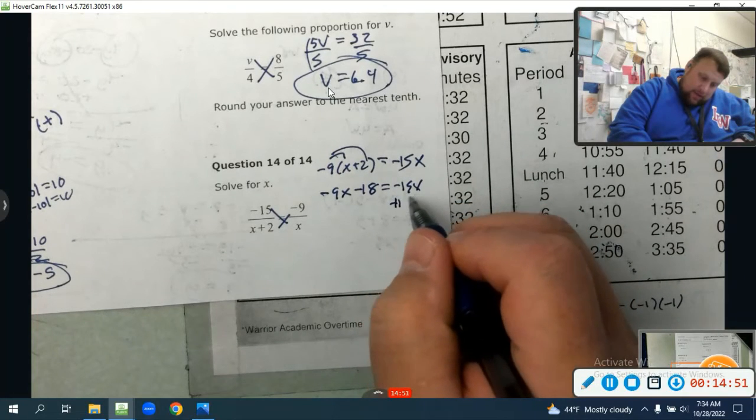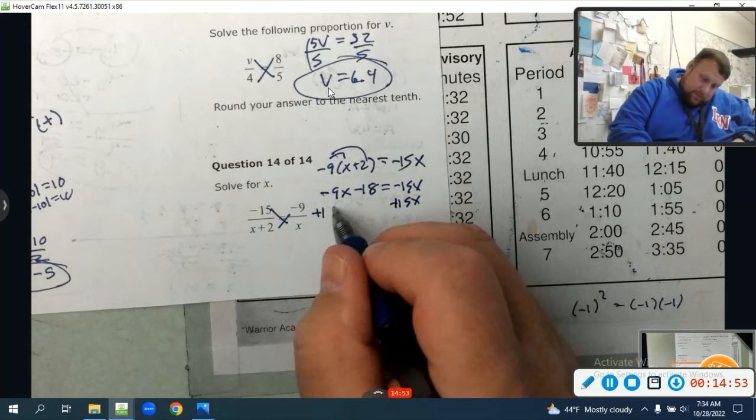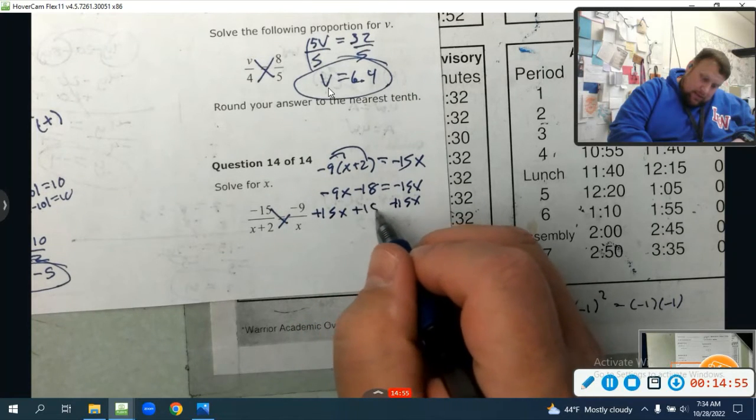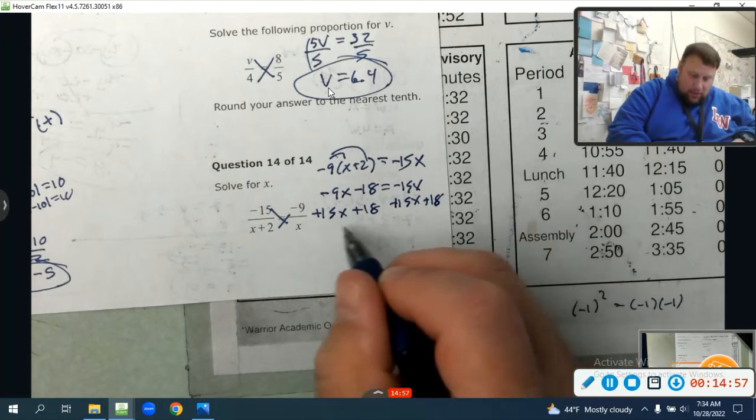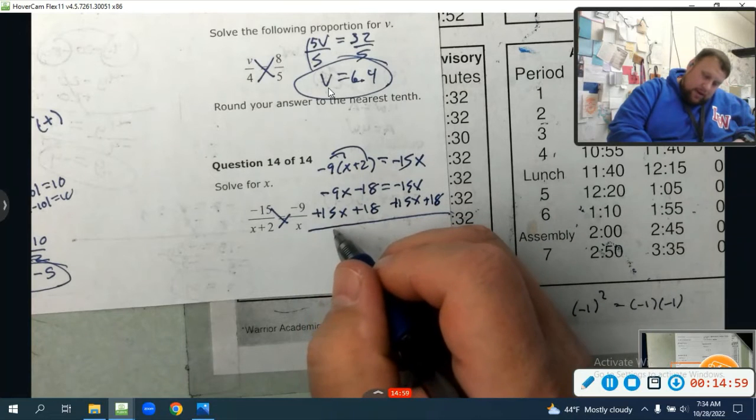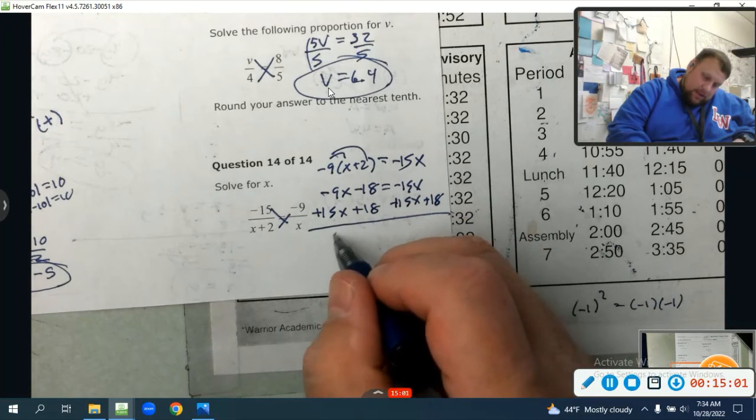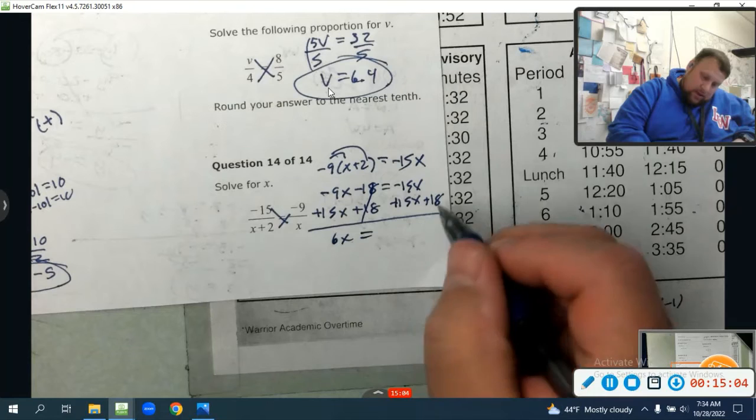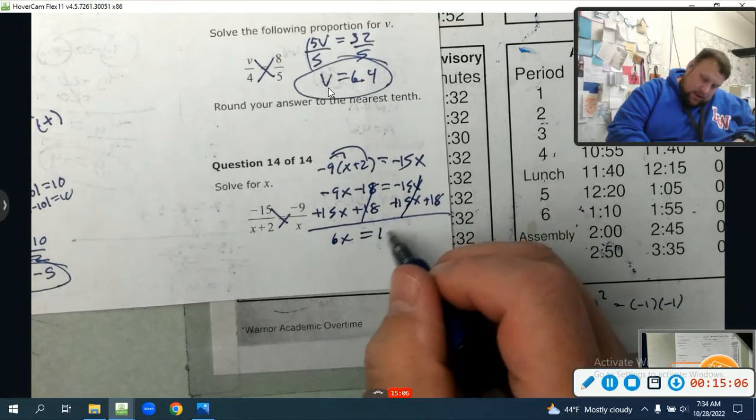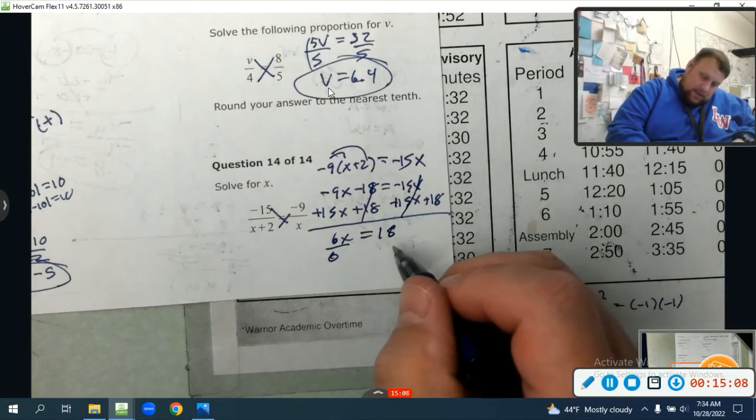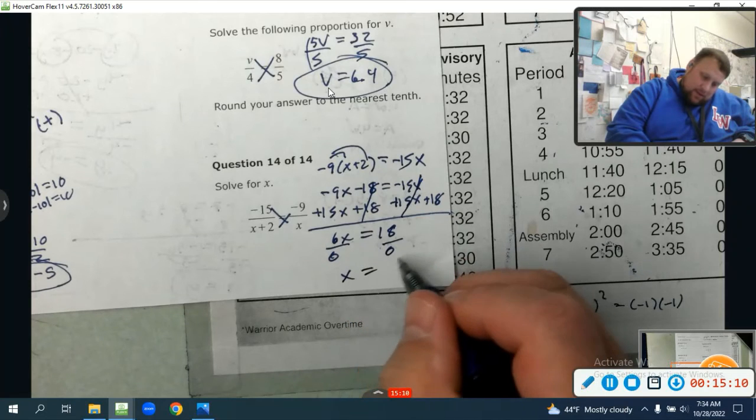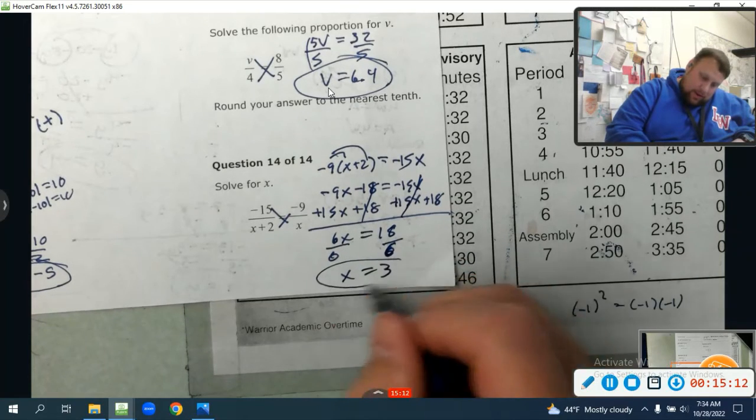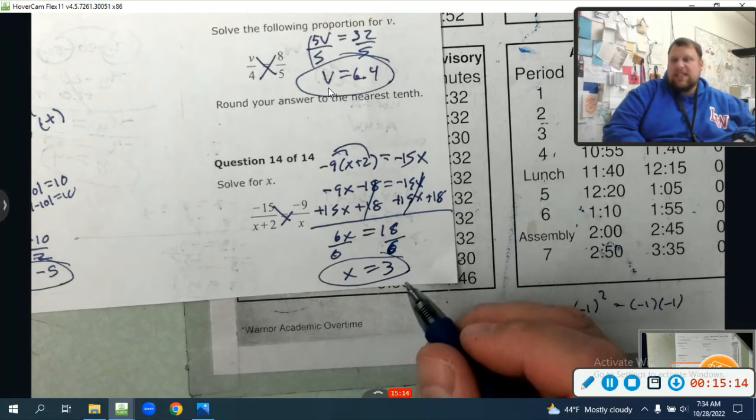I'm going to add that 15x to both sides. And then add 18 to both sides. I guess I could have done it the other way, but this is fine for me. 15x minus 9x is 6x equals, that's gone, 18. Divide both sides by 6, and x equals 3. I had to fix that 6. I could hear somebody out there going, that's a 0.